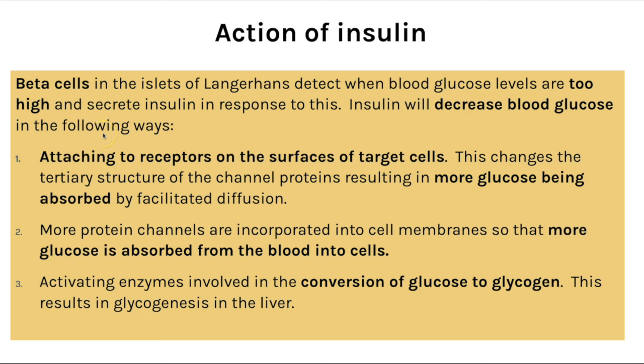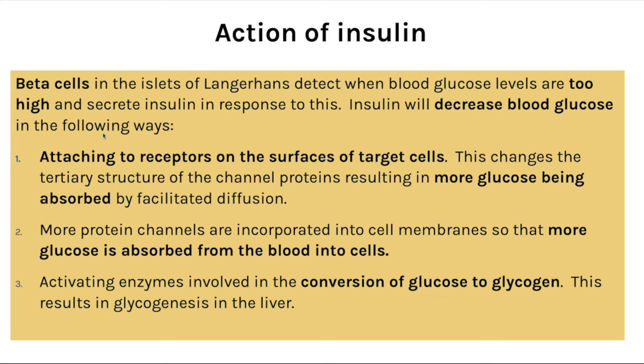First of all, it's the beta cells in the islets of Langerhans that detect when blood glucose levels are too high, outside of the normal limits. And this then results in the beta cells secreting insulin in response to this. And these are the three key effects that insulin will have to decrease the amount of glucose in the blood.